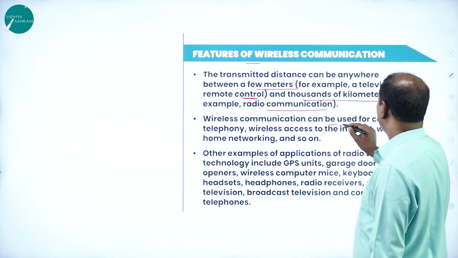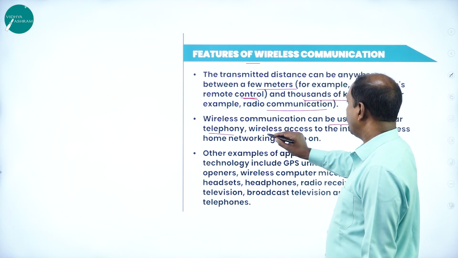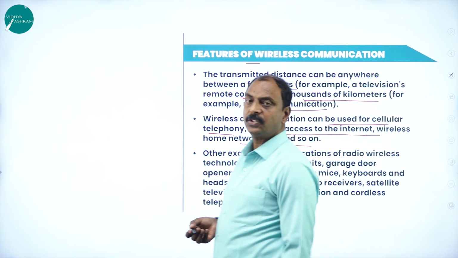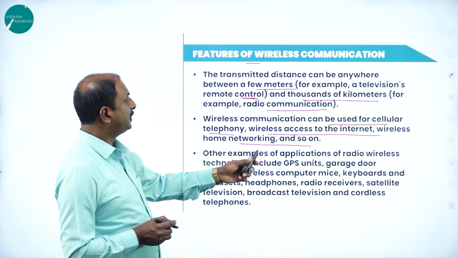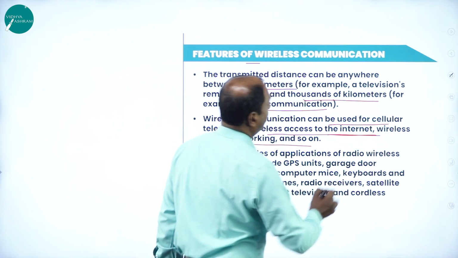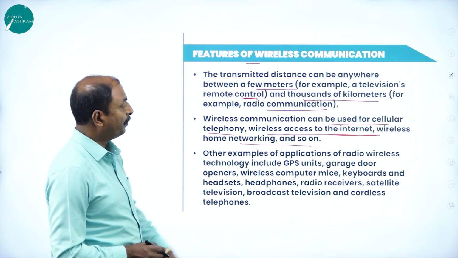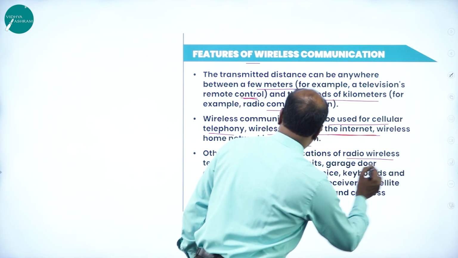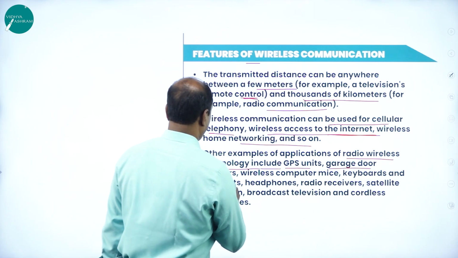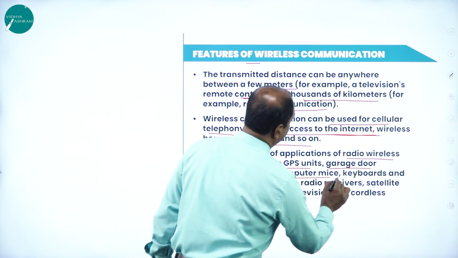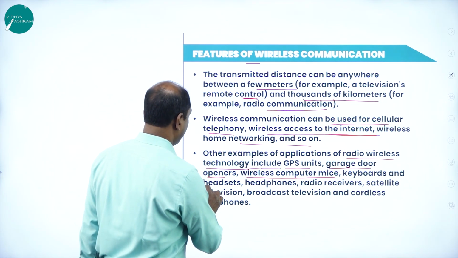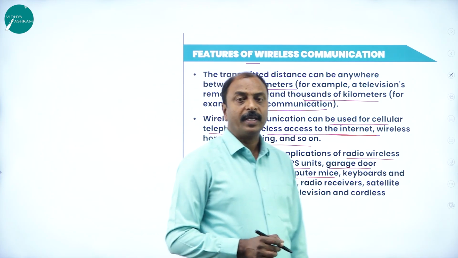Now, it can be used for cellular telephony, wireless access to the internet, wireless home networking, and so on. We are familiar with this. Mobile communication through mobile devices is wireless communication, and it is possible to have wireless internet connectivity. Next are other examples of applications of radio wireless technology. It includes GPS units, garage door openers, wireless computer mice (mice is the plural of mouse), keyboards and headsets. All these are examples of wireless communication.